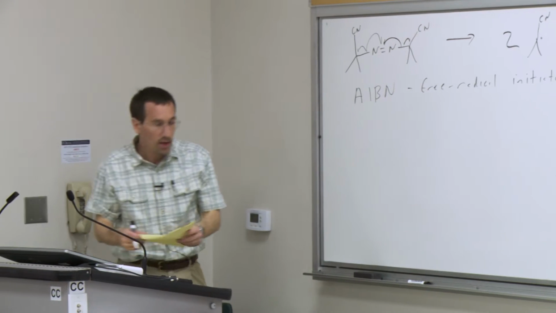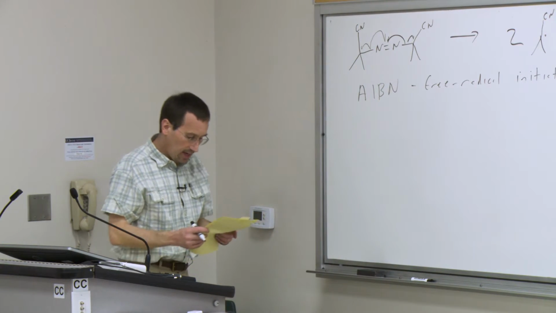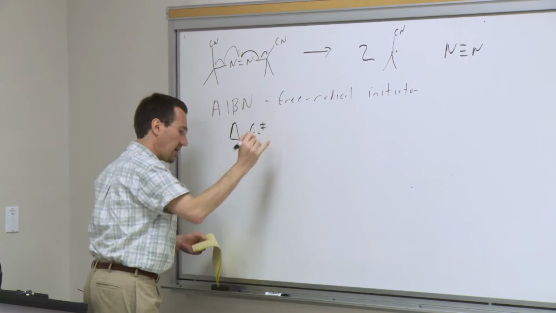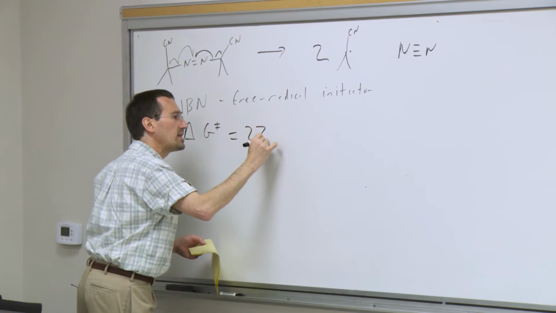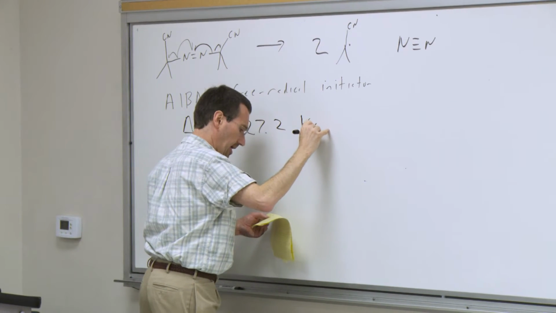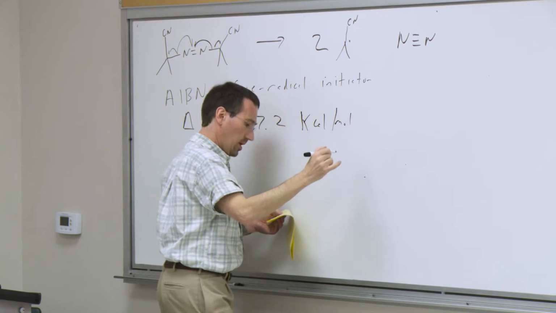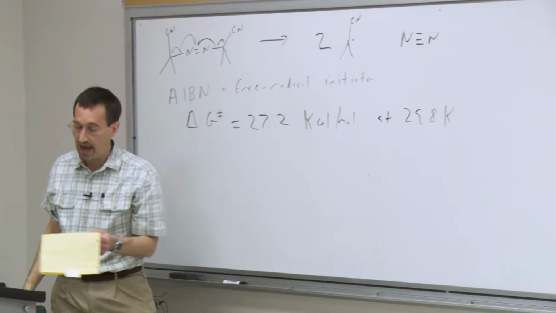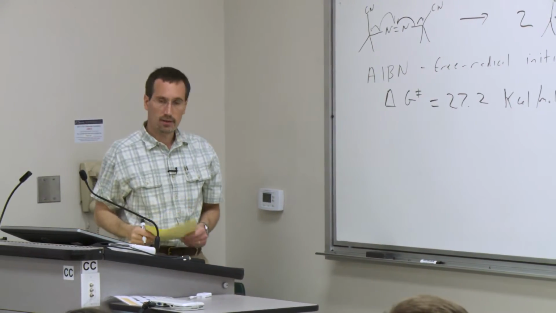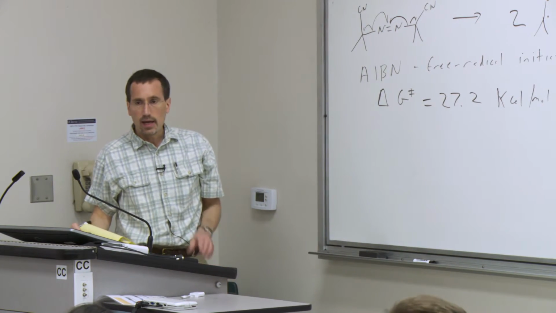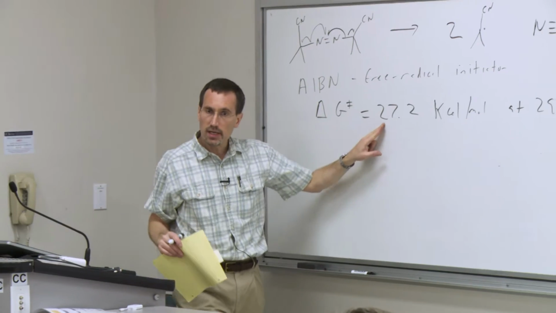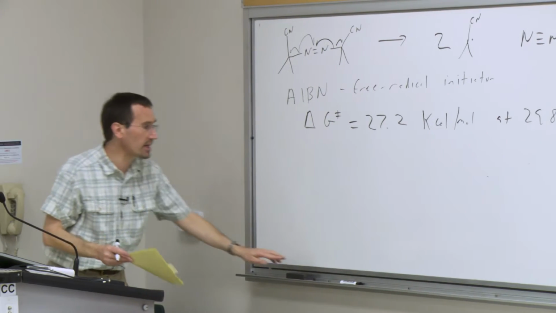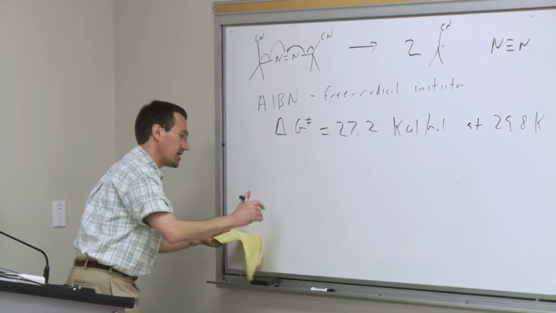All right, so what I want to tell you about AIBN is AIBN for this process has a delta G double dagger, an activation energy of 27.2 kilocalories per mole at 298 degrees Kelvin. In other words, at room temperature. And I want to translate this into a rate of reaction using the Eyring equation. So we're just going to plug and chug and get all of our constants in.